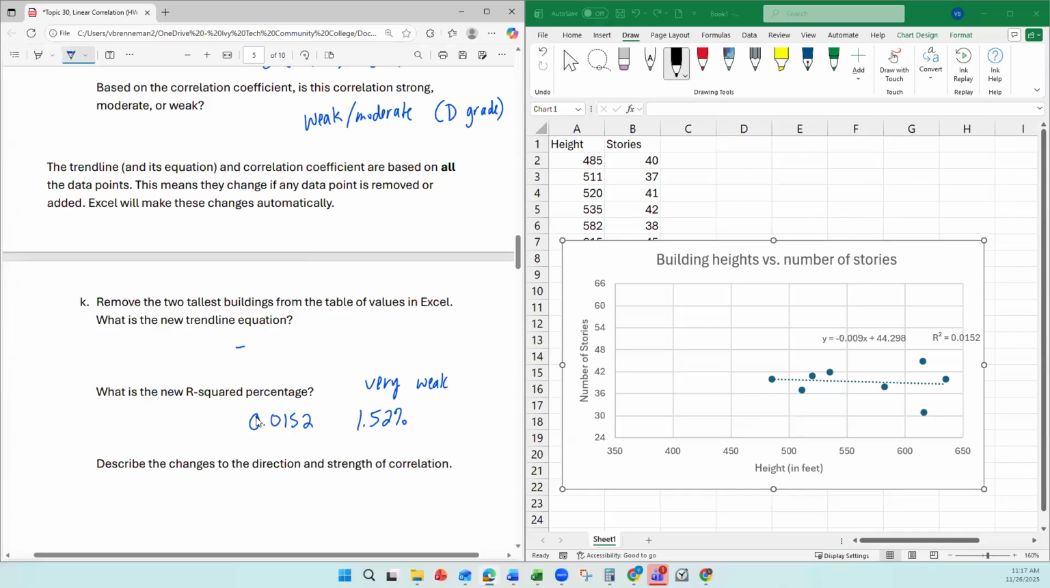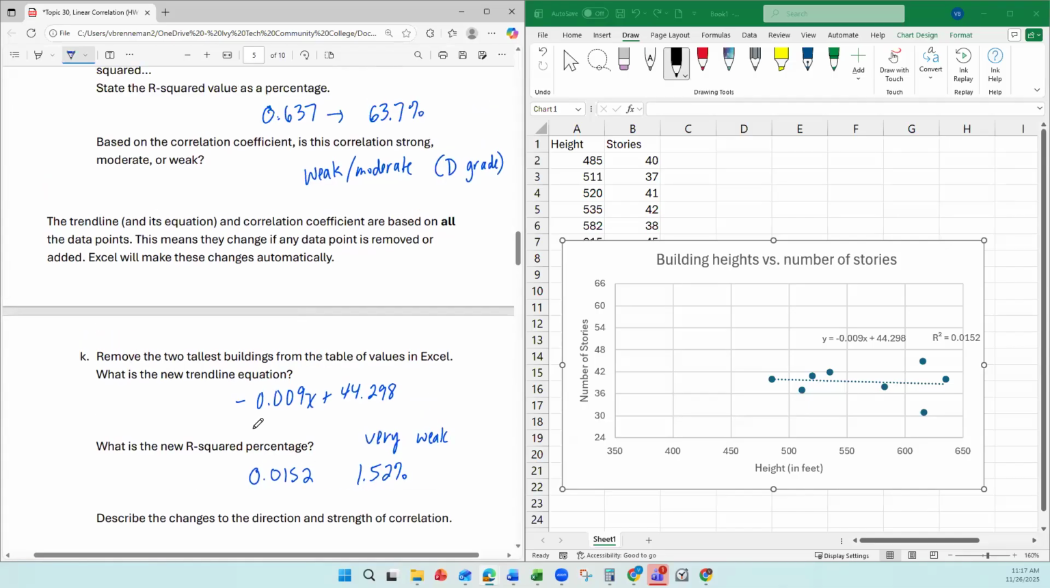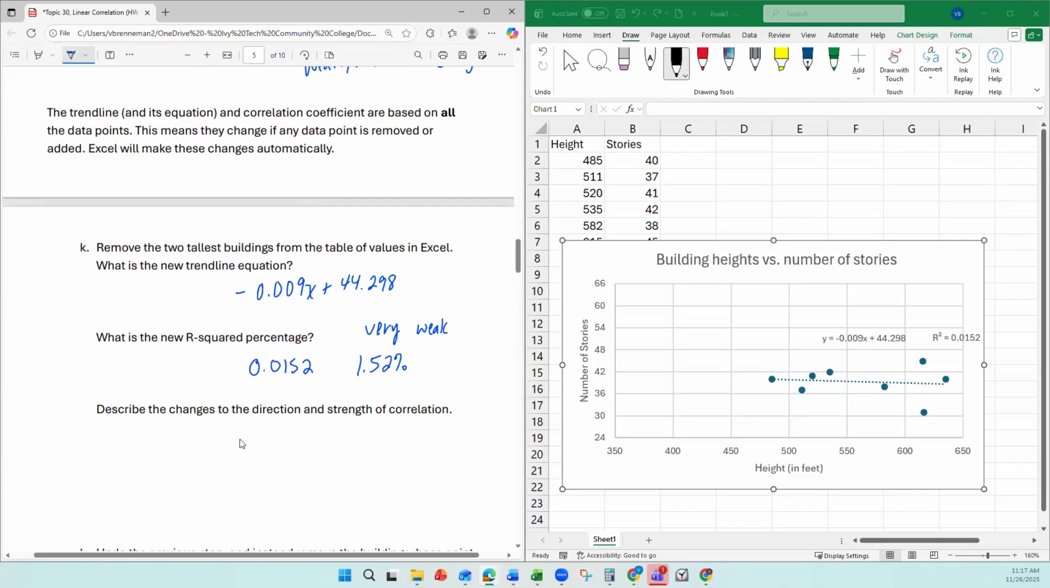The new equation is now negative 0.009x plus 44.298. So it's again now a negative slope. It's a smaller slope, but the size of the slope, like the steepness of the line, doesn't necessarily correspond to the strength of the correlation. The negative means that it's now negative rather than positive. So yeah, it is now trending slightly downward and very weak.